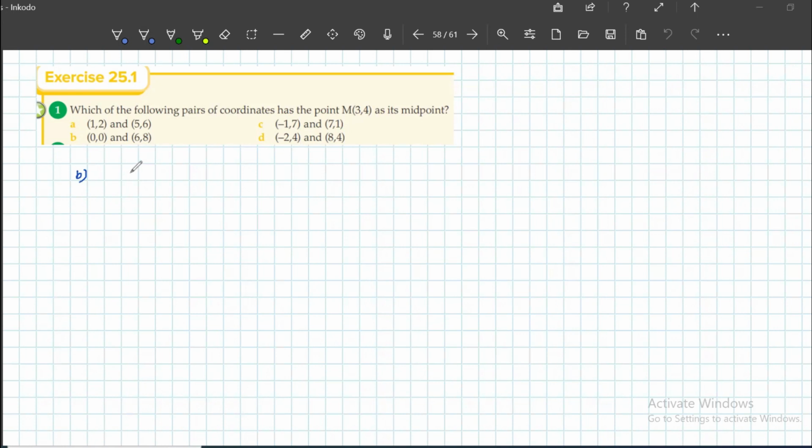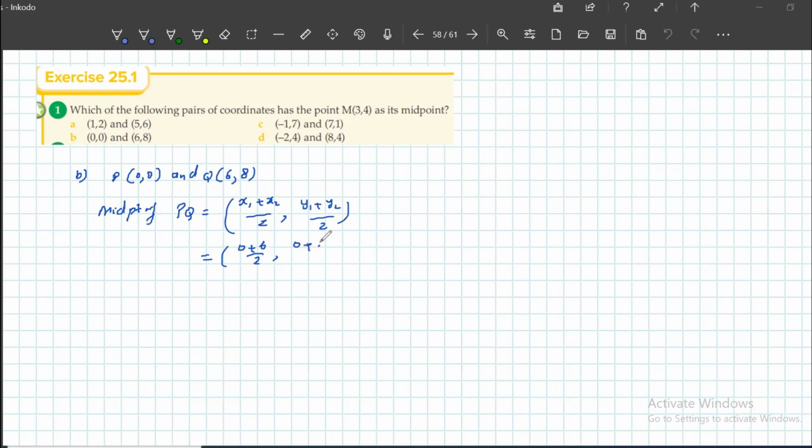Next, for part B, we have the coordinates 0 comma 0 and 6 comma 8. Let's suppose P and Q are the two points. So the midpoint of PQ, again the rule is the same, x1 plus x2 over 2, y1 plus y2 over 2, which is 0 plus 6 over 2, 0 plus 8 over 2. So 6 over 2, 8 over 2. Again we are getting the same answer, 3 comma 4.